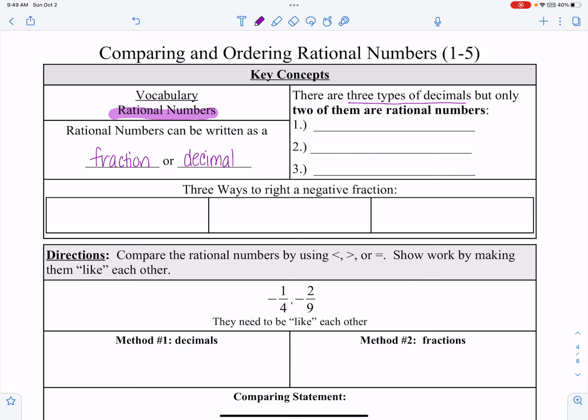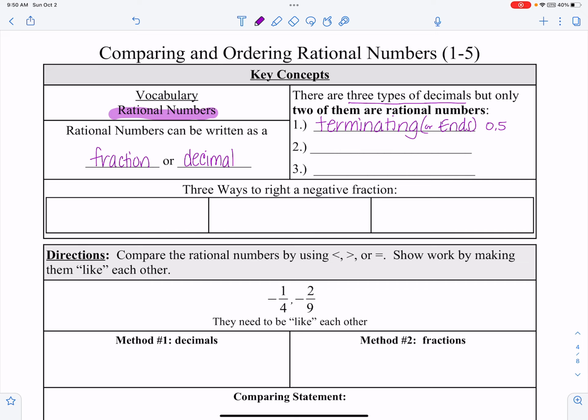So the first type of decimal is a decimal that is terminating, or you might say ends. And this is just something as simple as 0.5. It stops, it ends, it's the fraction 1/2, and that's it.